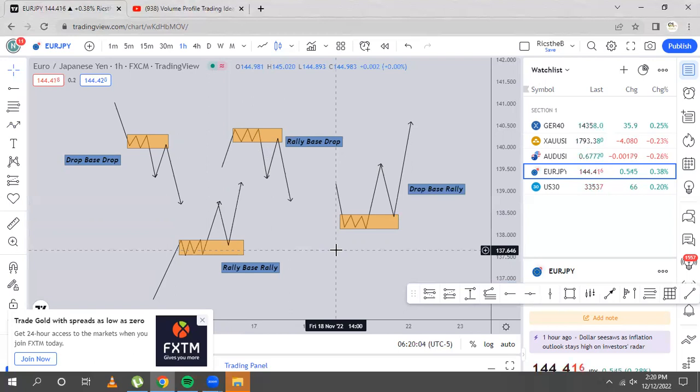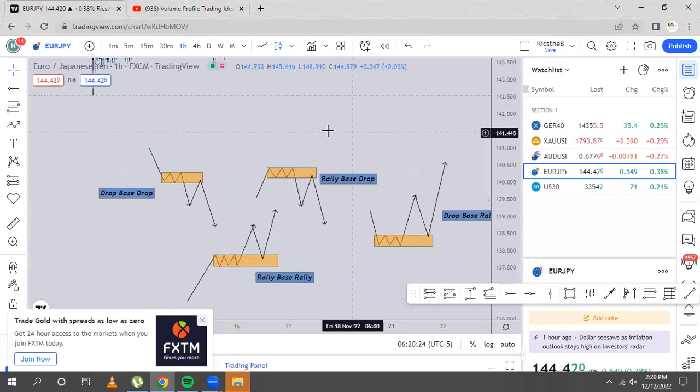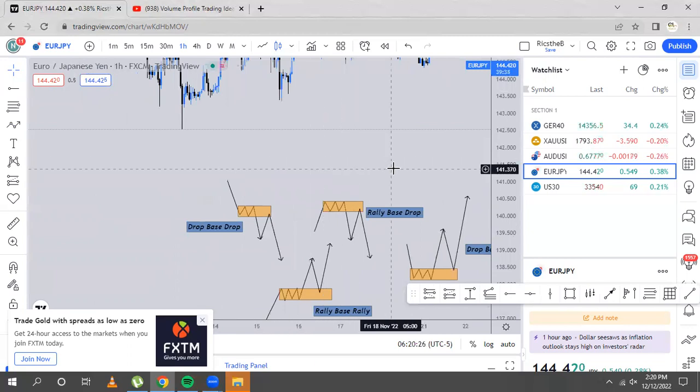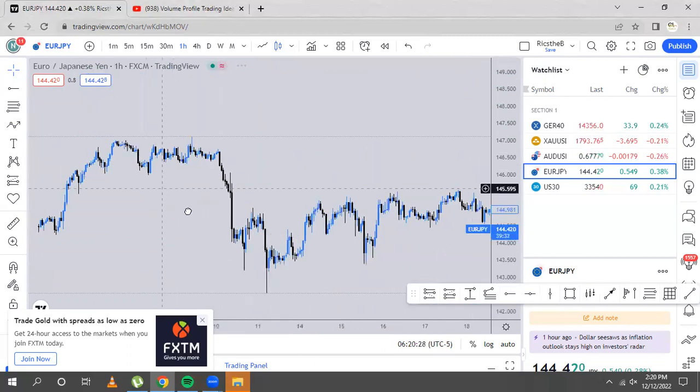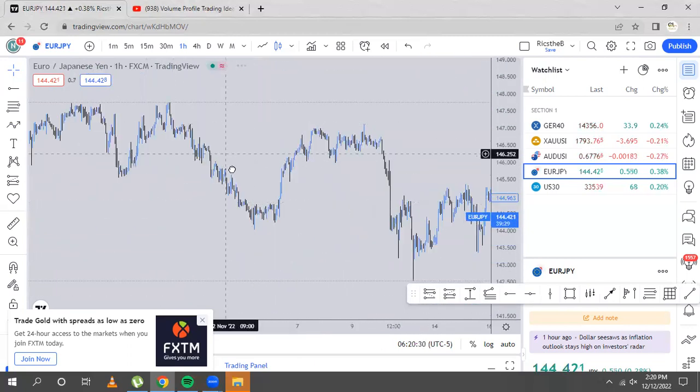I'll probably share some value too on something we refer to as mitigation, and also probably do more on how to identify which supply zones and demand zones are likely to hold or are high probability. So yes, this is what we'll be looking at today. Without much further ado, let's just dive into the charts.